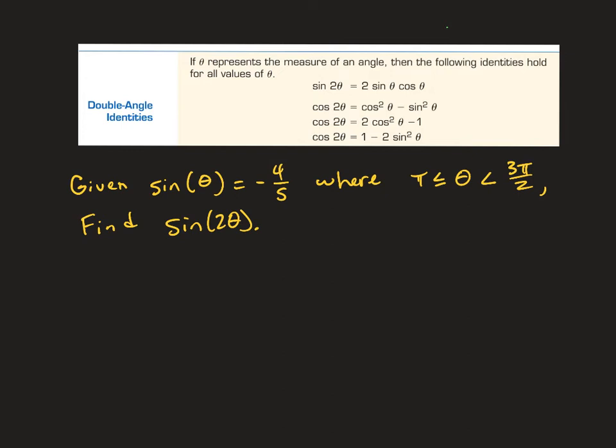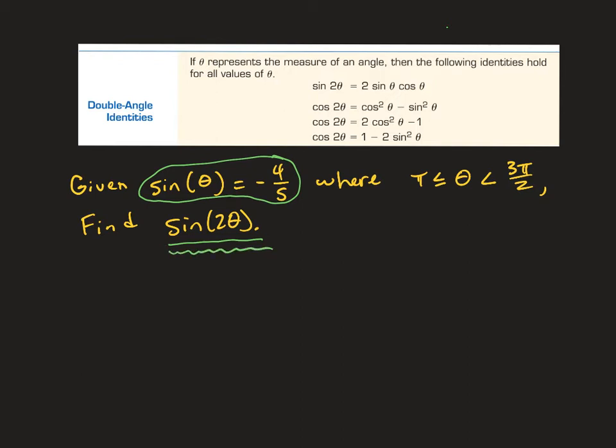I want to show you a couple of examples where we use the double angle identities to find some trig values. So the problems that we are working on right now typically give you one trig value. For instance, right here, you're given that the sine of theta is negative 4/5, and you're asked to find the sine of 2 theta.